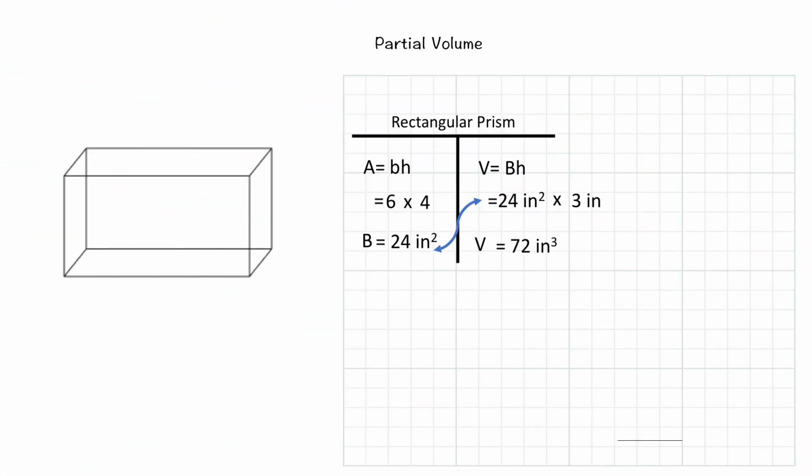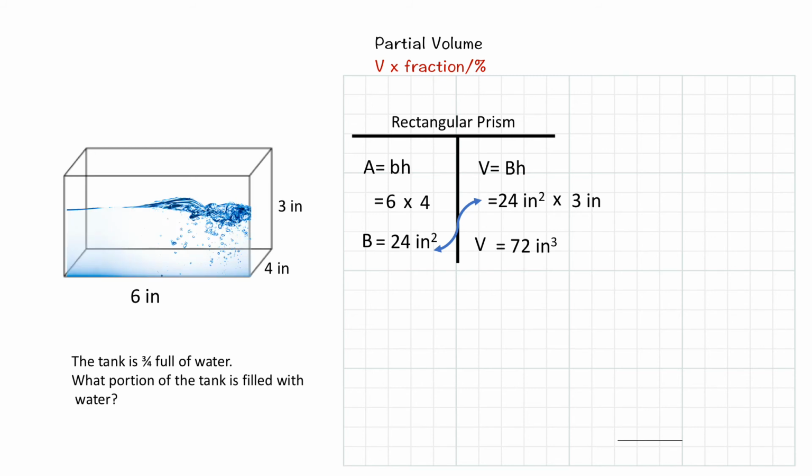So let's talk about partial volume. Partial, as its name implies, means we will be calculating a portion of the volume instead of the whole. So I'm going to use the previous slides with the same prisms and their dimensions to calculate the volume. And the formula to find the partial volume is volume times the fractional part, or its equivalent decimal or percentage. In this example, the tank is 3/4 full of water. What portion of the tank is filled with water?